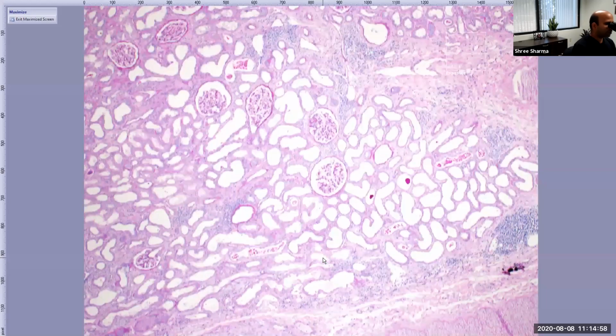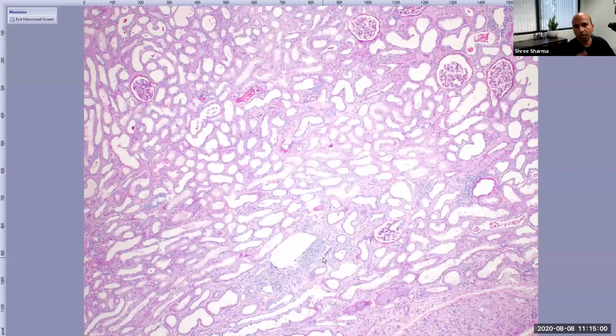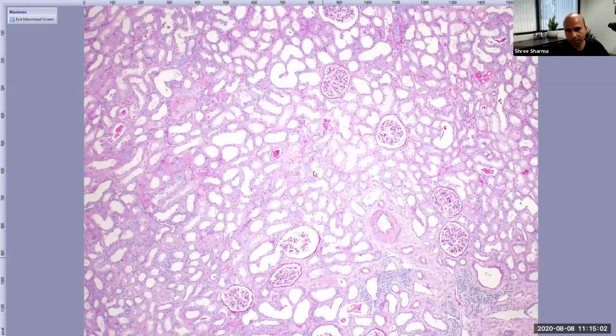And then we look at the tubulointerstitial compartment. We are not going to deal a lot today with the tubulointerstitial morphology. We will deal with it in subsequent sessions. But in this case, there is background tubular injury, and there is interstitial inflammation and vascular disease, okay?